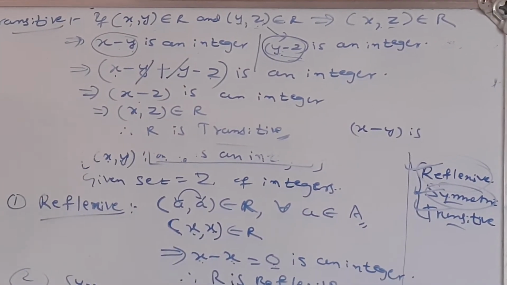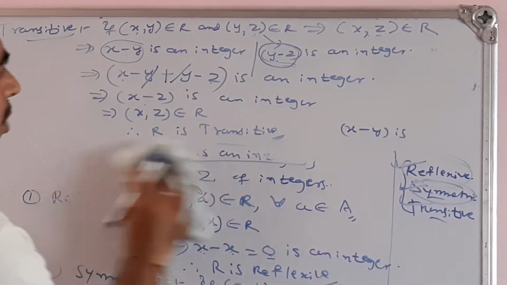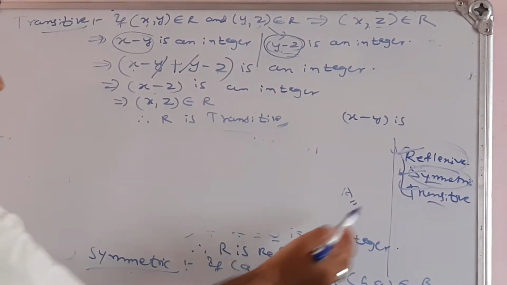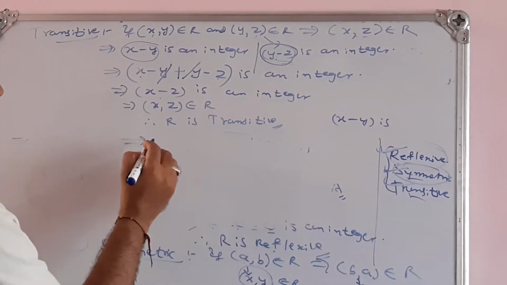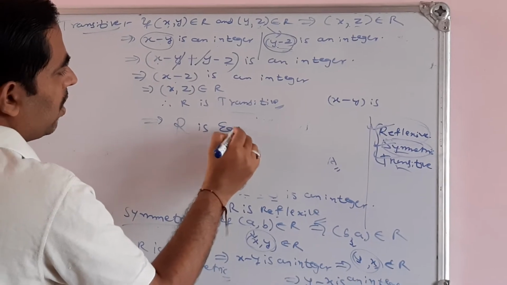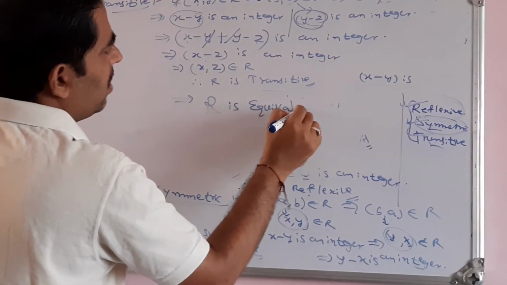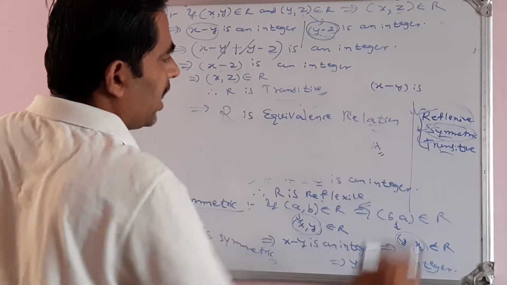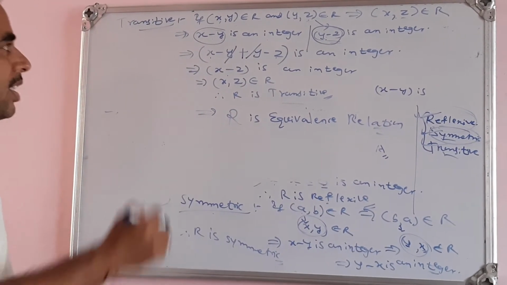Therefore, we can say that R is an equivalence relation. So it is reflexive, symmetric and transitive. Therefore, R is an equivalence relation. So this carries 3 marks.